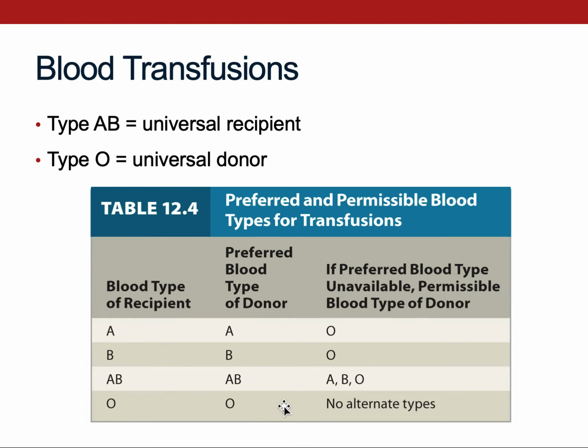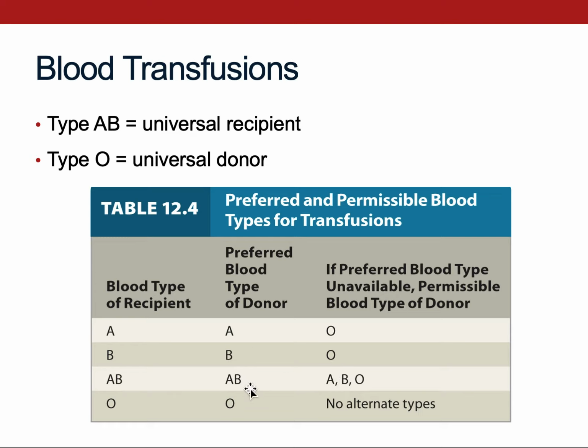your own blood type. So you can see here, you want to get your own blood type. However, if you can't get A blood, you could also get O blood. The reason is that O blood does not have any antigens that the A blood will fight off as foreign. B blood can also get O blood for the same reason.